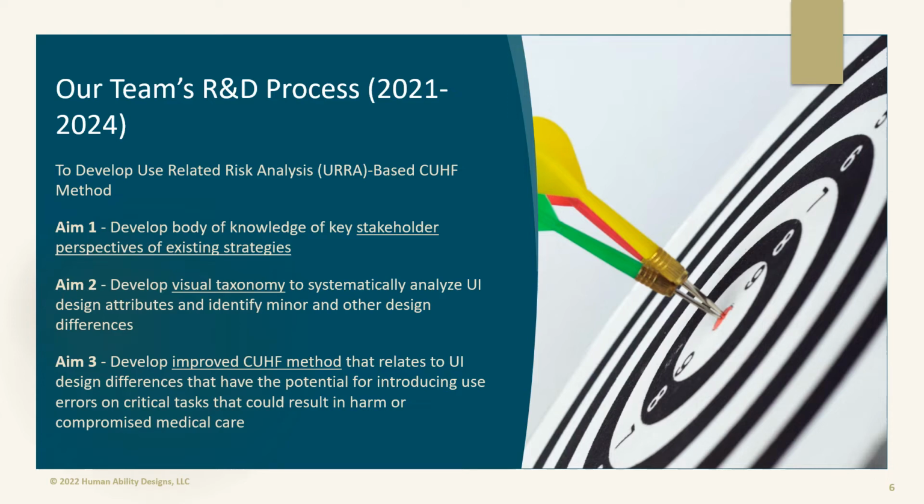And then aim 3 is where we'll pull aims 1 and 2 together to develop our improved method, which I see as sort of a hybrid approach between the current draft comparative use guidance and the CDRH final human factors guidance that relies heavily on the qualitative method that we all know and is built upon the use-related risk analysis.